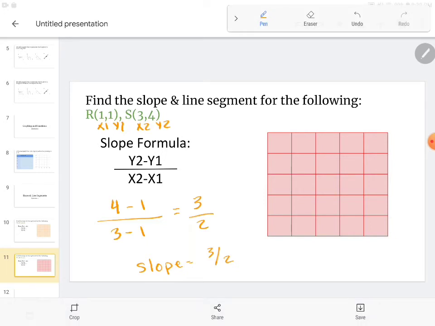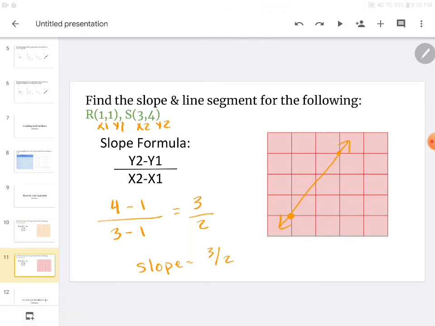Well, now we want to go ahead and graph these points. We have our first point R. We're going to go over 1 and up 1. For our point S, we're going to go over 3, up 4, and we'll develop a line like this. And if you'll notice, if we go up 3 over 2, well, there's our slope right there, and it meets up with our next point on our line.